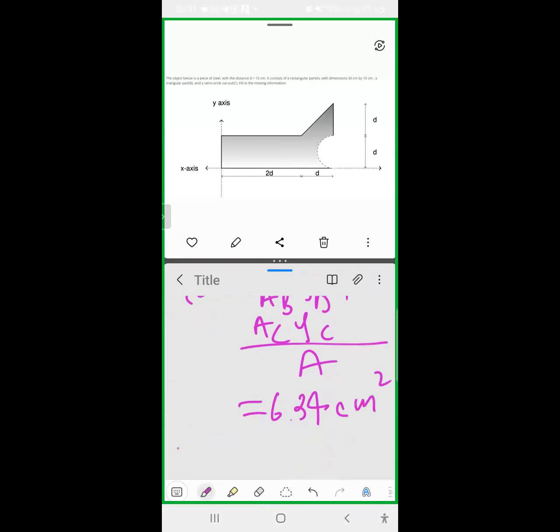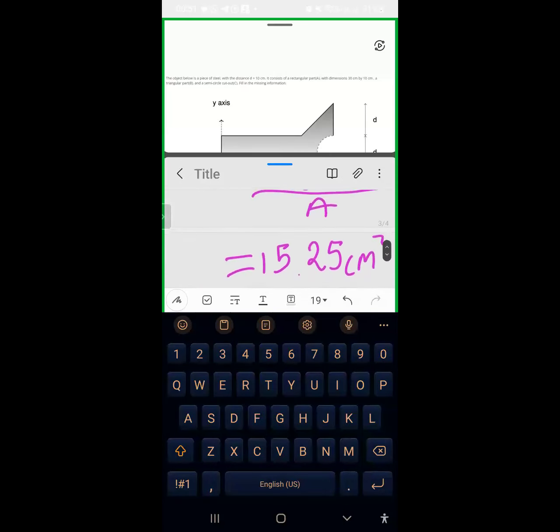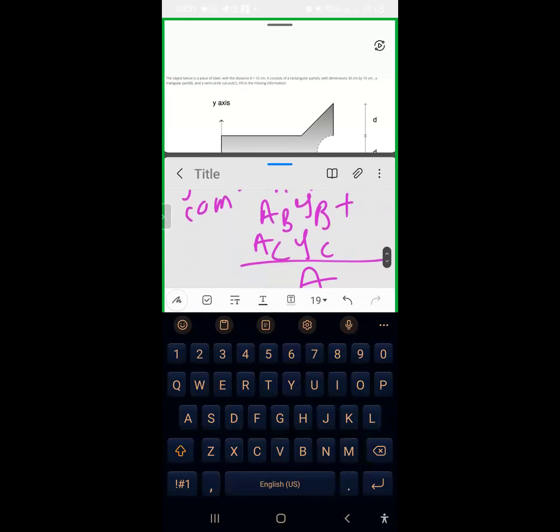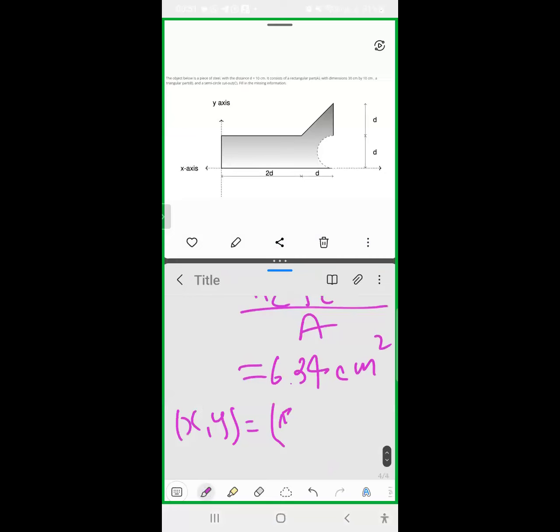Therefore, the polar coordinates are, what is our value of x? 15.25 and 6.34, all in centimeter squared, and that will be the final answer.